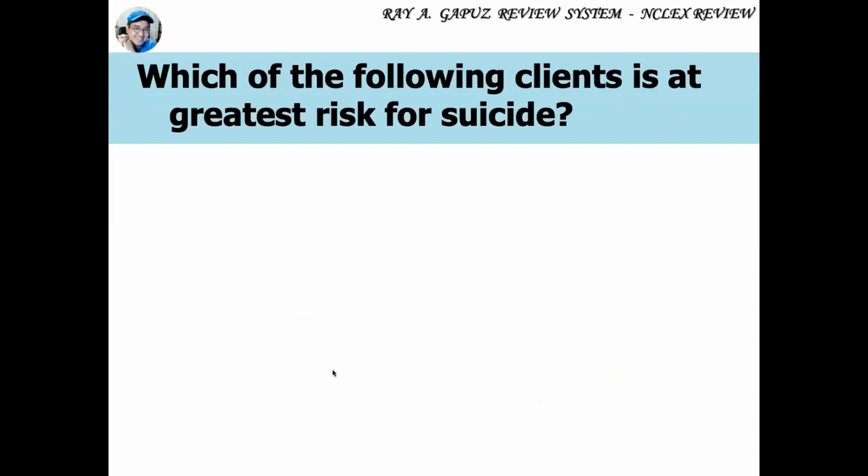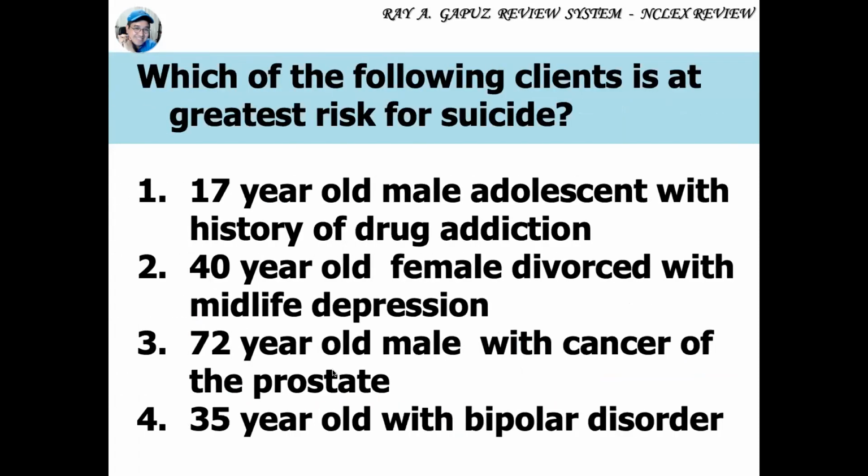Next, which of the following clients is at greatest risk for suicide? Following the concept that you had for age-specific care, who is at greatest risk for suicide? It's number 3, correct. A 72-year-old male with cancer of the prostate. Again, elderly male clients with chronic illnesses are at most risk for suicide, and they are most likely successful in carrying out their suicidal ideations because we do not see any manifestations or signs of depression with them.